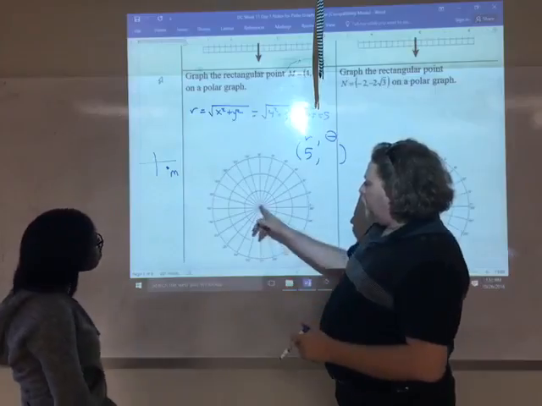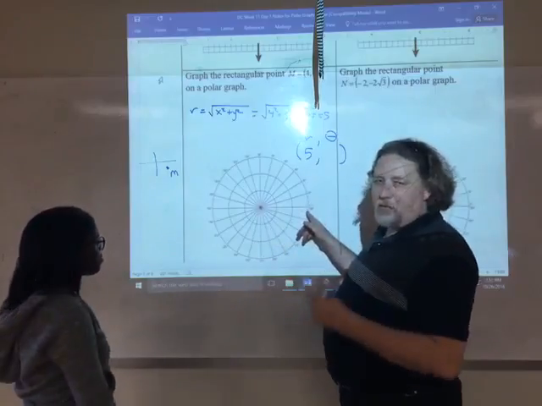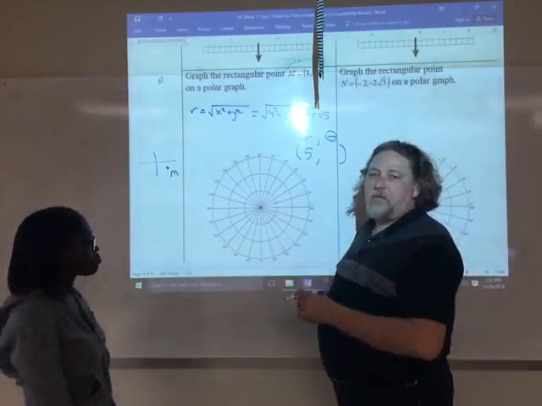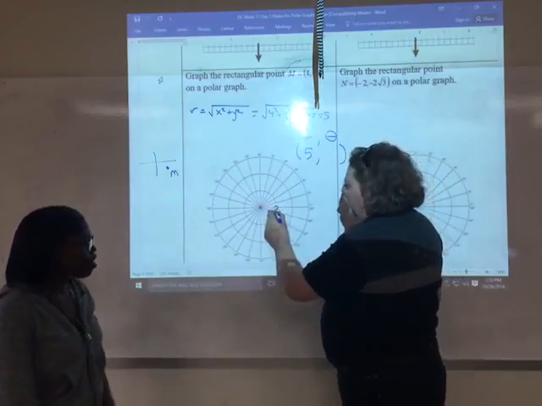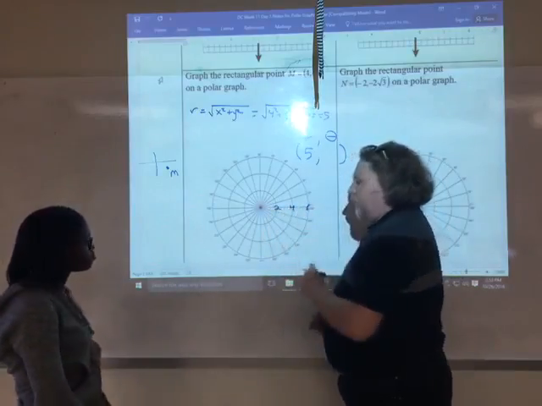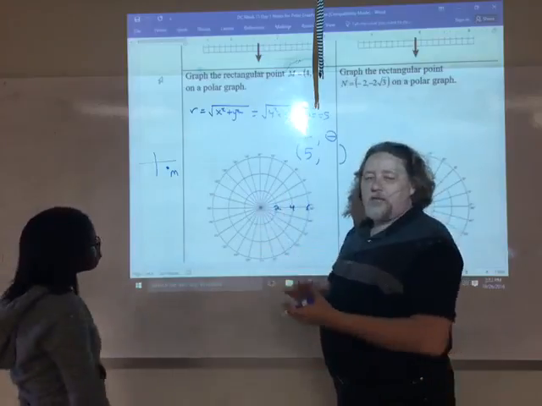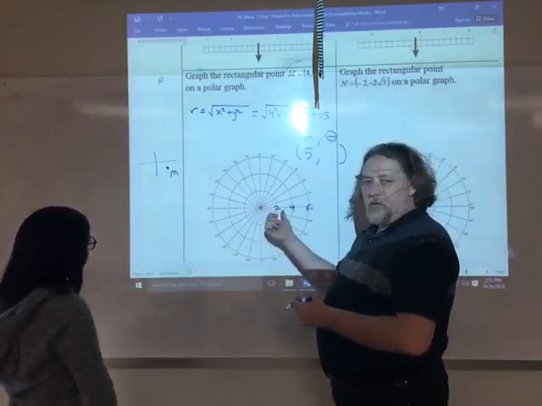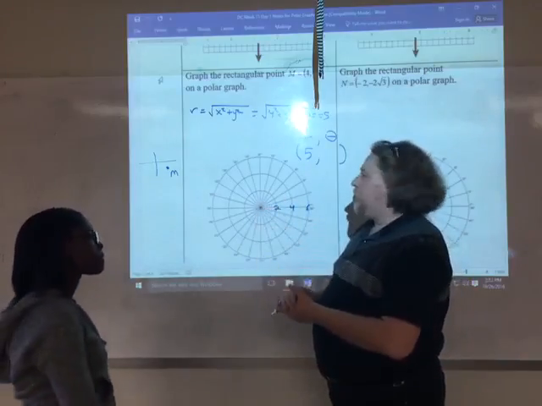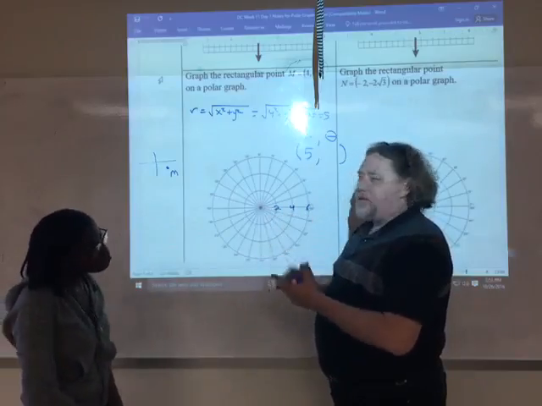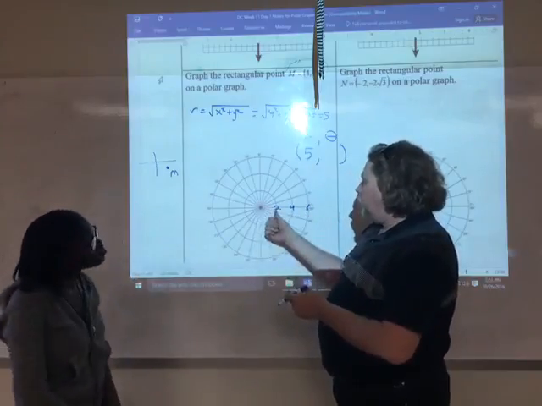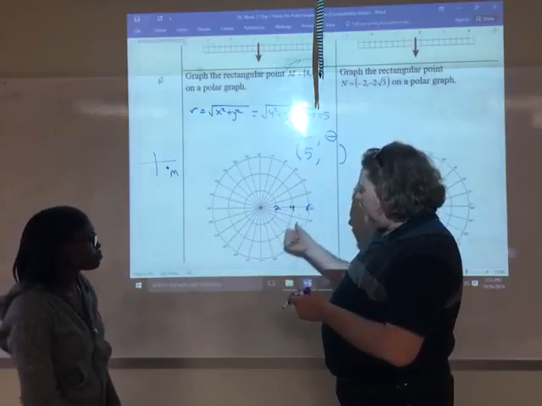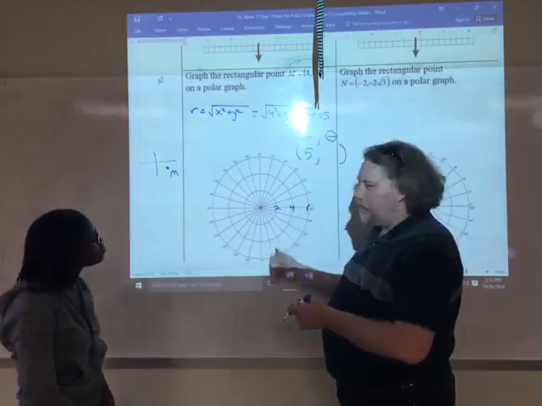Now, this picture only shows 1, 2, 3 rings, so I'm going to have each ring represent 2 units. So this is 2, 4, 6. There's no rule that says the rings have to represent 1 unit. They can represent more than 1 unit. They can represent a fraction of a unit. You just have to put a scale to make it clear when you do that. So 2, 4, 6 means I'm out here somewhere between ring 4 and ring 6.